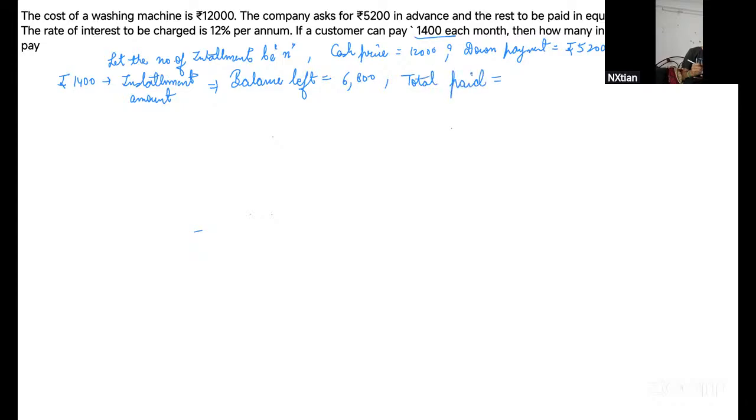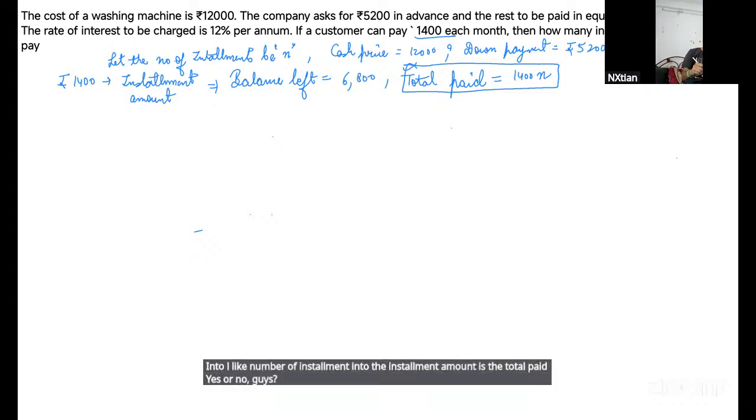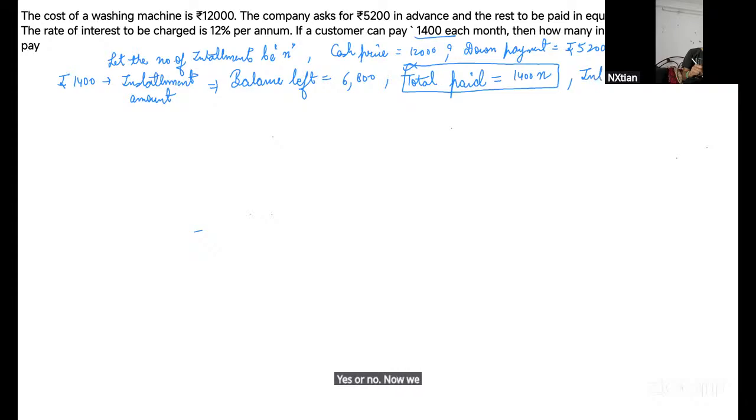Now total paid is basically the installment, which is 1,400 into N. Like number of installments into the installment amount is the total paid. Yes or no, guys? Now we have to calculate the interest. Interest is 1,400 N minus the balance amount, which is 6,800.